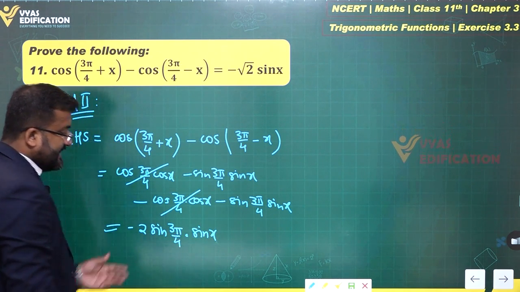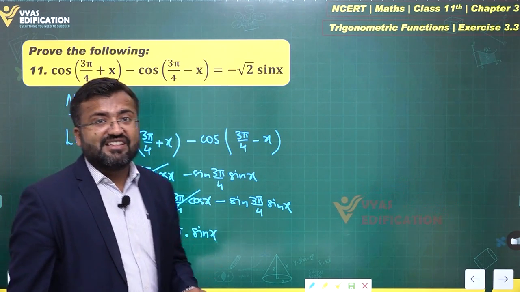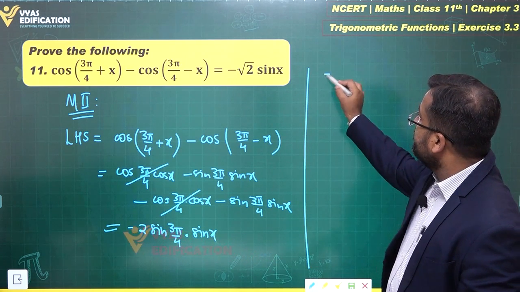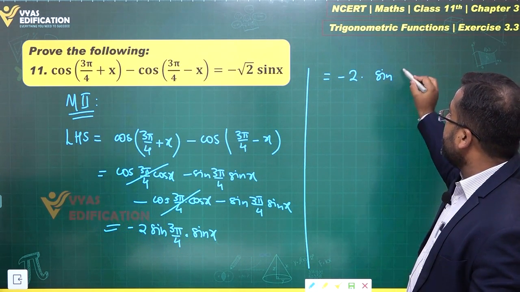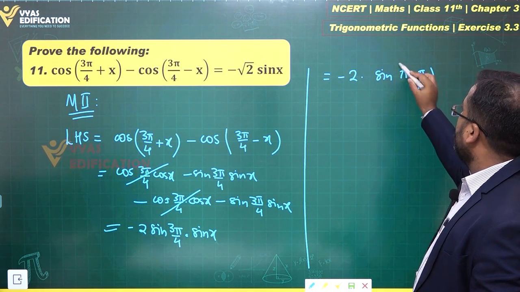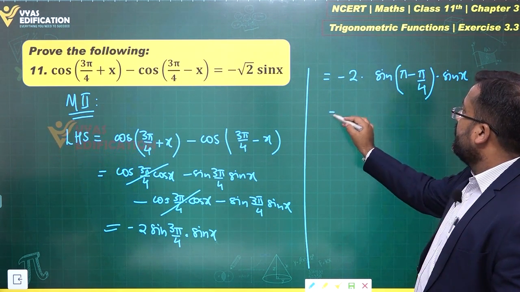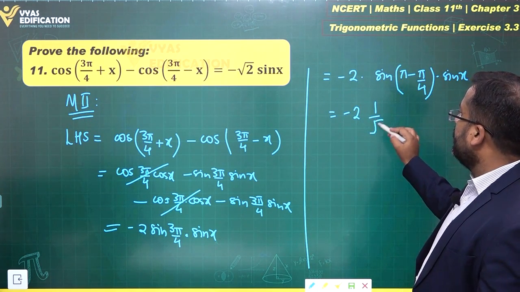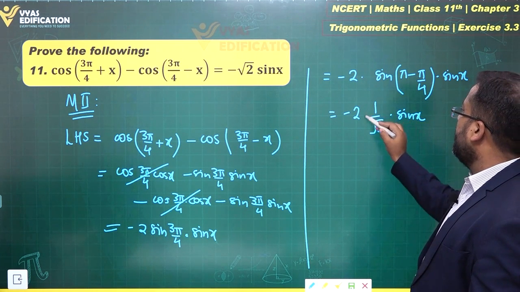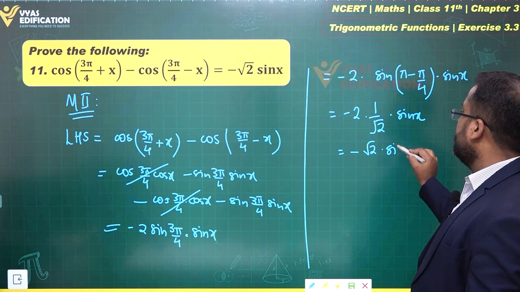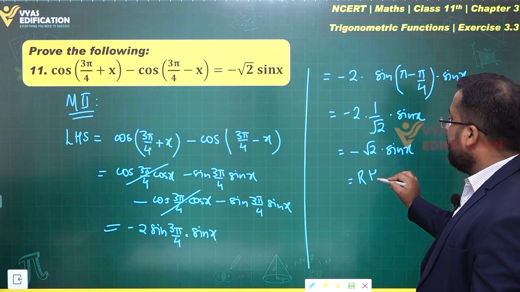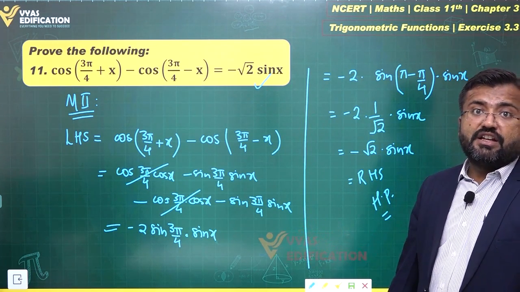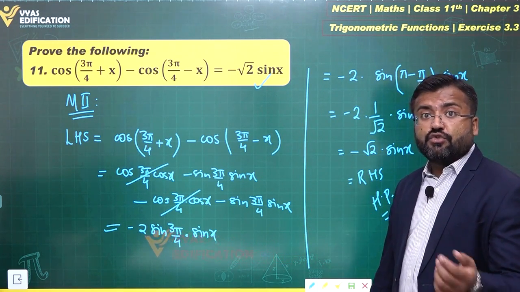And after this, yes, in the previous method also we reached this stage. After this, we simply wanted to simplify this sine 3 pi by 4 using allied angles concept. This is minus 2 sine of 3 pi by 4, which can be written as pi minus pi by 4, times sine x. Sine of pi minus pi by 4 is sine pi by 4, which is 1 over root 2. And yes, this becomes minus square root of 2 times sine x, which is my RHS. And that's the complete proof for this question over here.